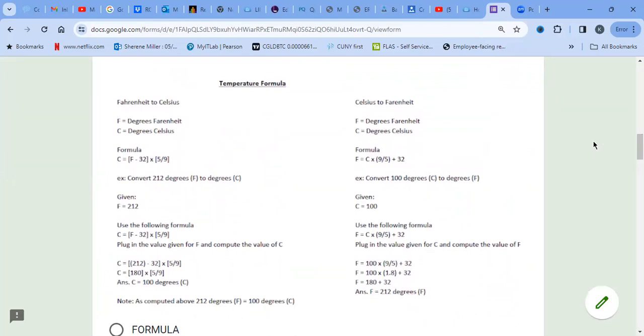Let's get those formulas down. You see here we have a formula for converting from Fahrenheit to Celsius and from Celsius to Fahrenheit. The question they gave us is asking us to convert Fahrenheit to Celsius, so we're going to use the Fahrenheit to Celsius formula. I'll show you how we do that on the whiteboard, and we're going to solve this problem.